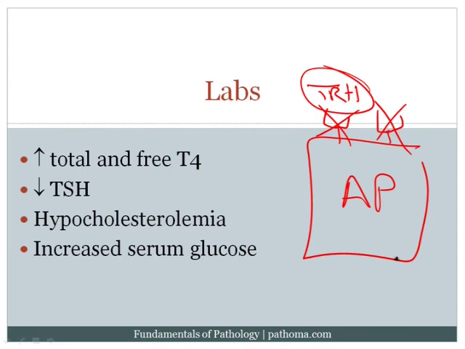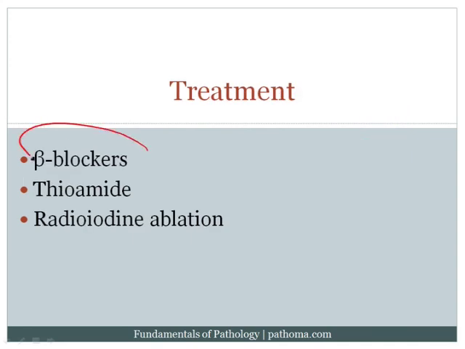The patients will also have hypocholesterolemia. I've already explained that. And they'll have an increased serum glucose. I've already explained that as well. The treatment for Graves' disease includes beta blockers. Again, you're trying to block the effects on the sympathetic nervous system. Thiamide is another treatment. This is a drug that has the ability to block peroxidase.